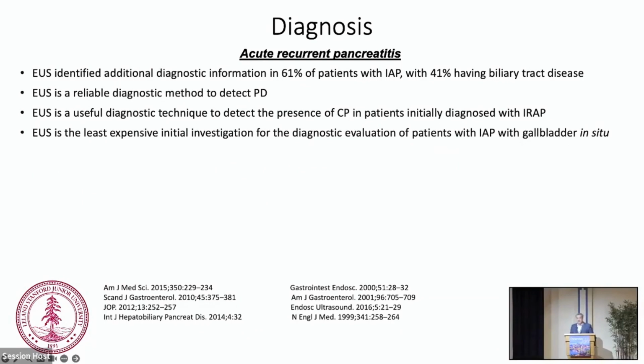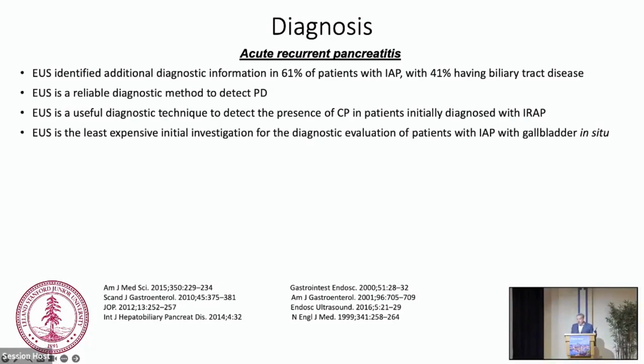So as stated by Dr. Whitcomb, and this is one of the few times I'm going to say that he was my opening act, in many of the studies in a cohort of patients with acute recurrent pancreatitis with negative genetics and negative imaging studies, if you use EUS, it's been said that in about 61% of patients you can find a cause, and 41%, and he presented that data, are biliary tract in origin.